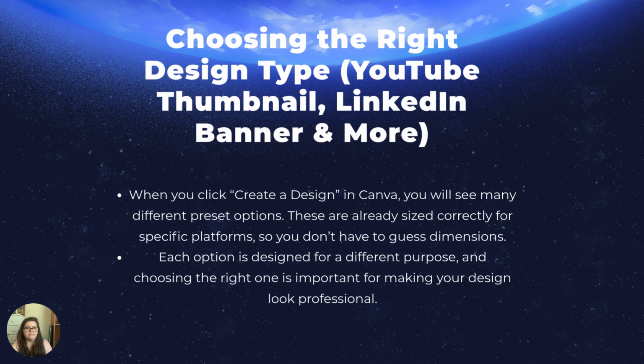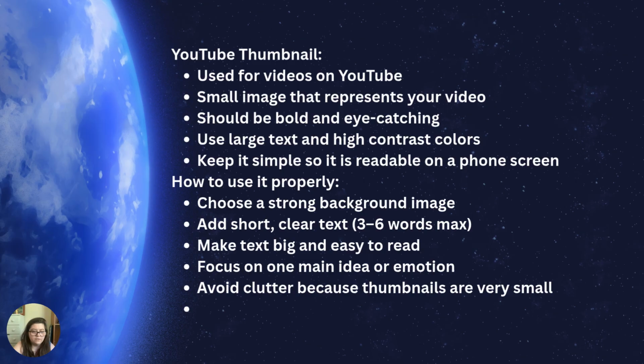So choosing the right design type. I listed the design types. So YouTube thumbnail, LinkedIn banner, and more. When you click create design in Canva, you'll see many different preset options. These are already sized correctly for specific platforms, so you don't have to guess dimensions. Each option is designed for a different purpose, and choosing the right one is so important for making a design look professional. So for a YouTube thumbnail, these are used for videos on YouTube.